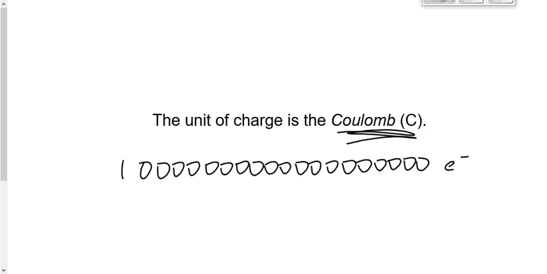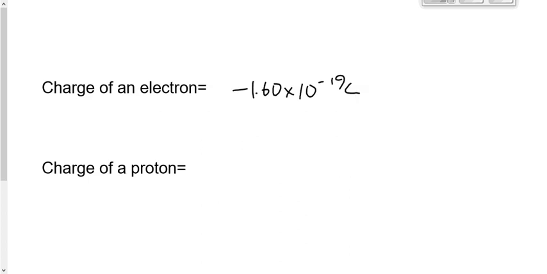How much? Well, the charge of an electron is negative 1.60 times 10 to the minus 19 coulombs. Hence, it requires about 10 to the 19 electrons to get a coulomb of charge. Similarly, the charge of a proton is plus 1.60 times 10 to the minus 19 coulombs.